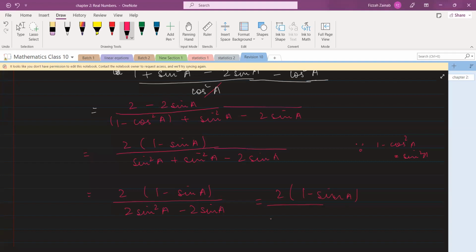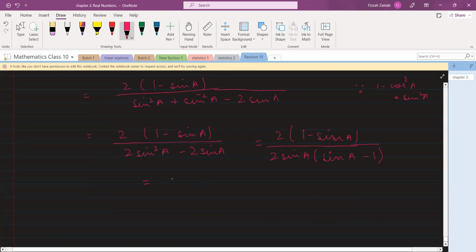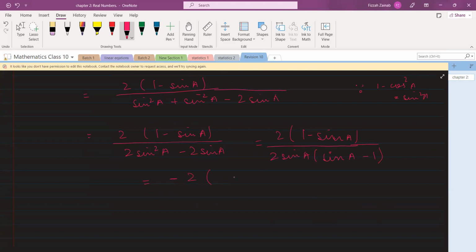Now I can take 2 sine A common, right? So I get sine A minus 1. So to make it same, I can take a minus common. From the numerator, if I take a minus common, it becomes sine A minus 1, right? Sine term will be plus and 1 will become minus. Now divided by 2 sine A into sine A minus 1. Now the complete bracket will cancel out. And this 2 will also cancel out. So it will be just minus 1 upon sine A, which is minus of cosec A.